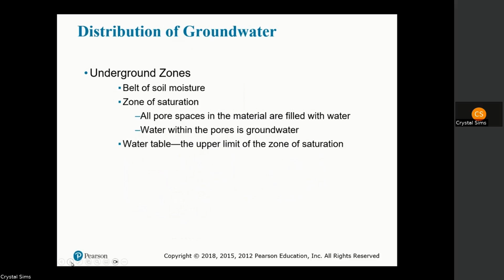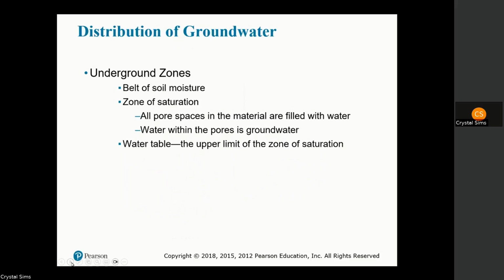Water that is not held in that belt of soil moisture keeps going downward until it reaches a zone where all of the pore spaces in the material are filled with water. That is our zone of saturation, and this is where the term groundwater comes from. The upper limit of this is called the water table. The area above the water table, where the soil and sediment is not saturated, is called the unsaturated zone.